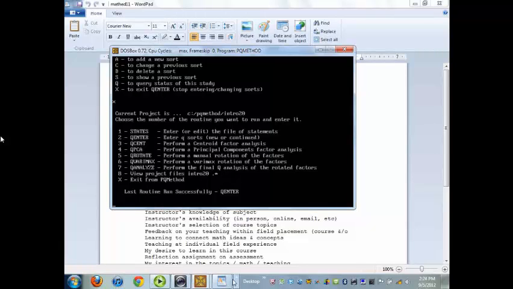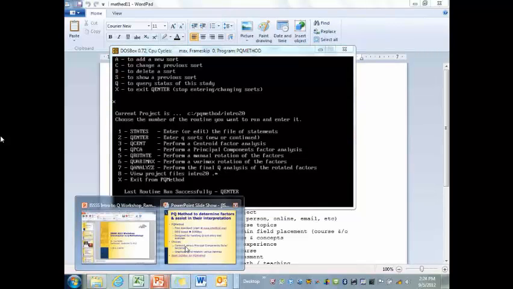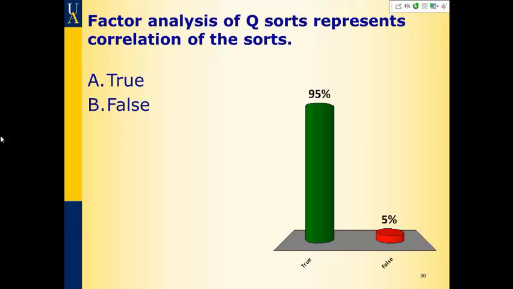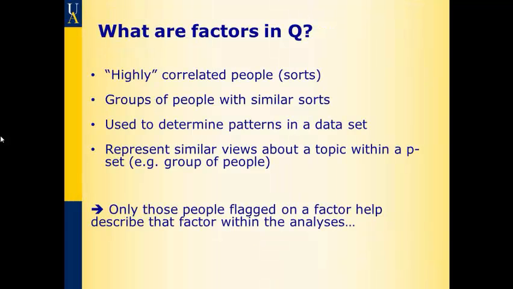Factor analysis of Q sorts represents correlation of the sorts, true or false. You ready? It's not a trick question. True, yay. See, it's not scary. So factors in Q are just highly correlated people or their sorts. Groups of similar sorts are factors, and basically it's pattern recognition. So it's very mathematical. They love that. Only those who are flagged on a factor help describe that factor in the analyses.